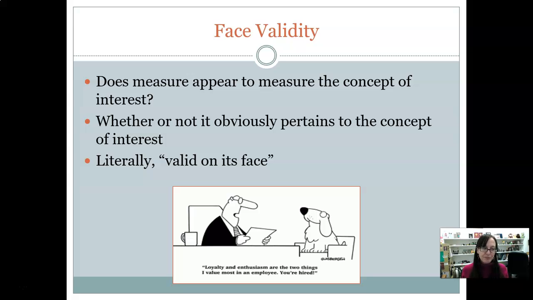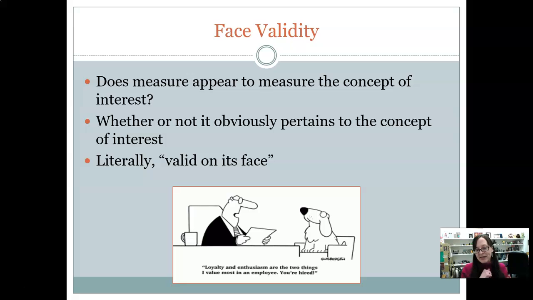For example, if you ask someone what they had for dinner last night, that's not going to be a valid measure of their degree of social disorganization. That's not valid on its face. That's clearly not a measure of that. Even if you wanted to argue that what you have for dinner is related to whether you're living in poverty or not, which is then related to whether you're in a socially disorganized area, no, it's not valid on its face. So face validity is just this first straight-up check: does it make sense that what you're saying you're measuring actually is what you're measuring?